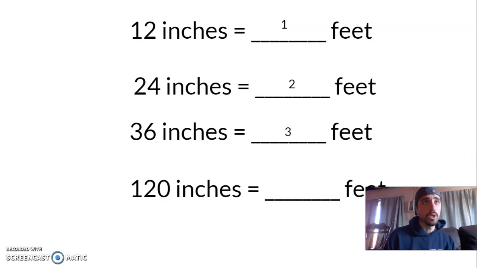120 inches, well, let me remember, what am I doing to my small inches to get a bigger foot? Dividing. What's my conversion number? 12. 120 divided by 12 is 10. 120 inches equals 10 feet.